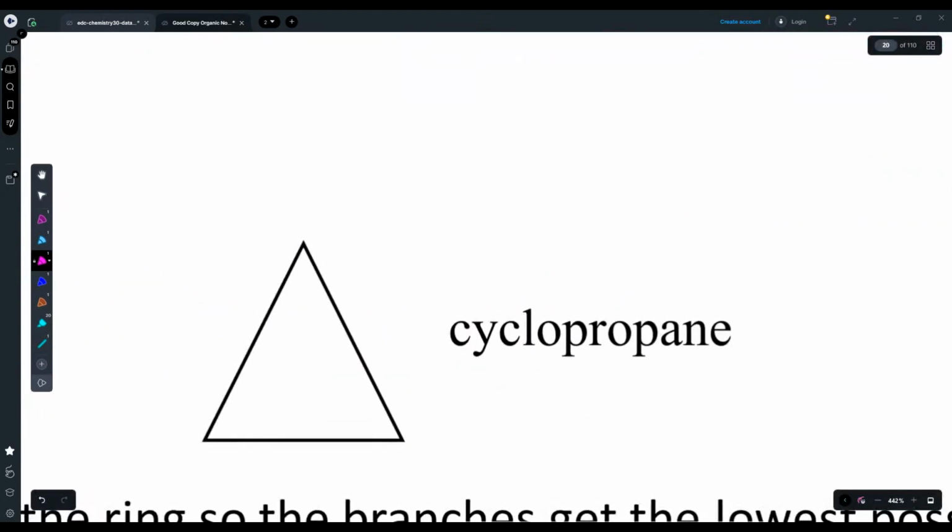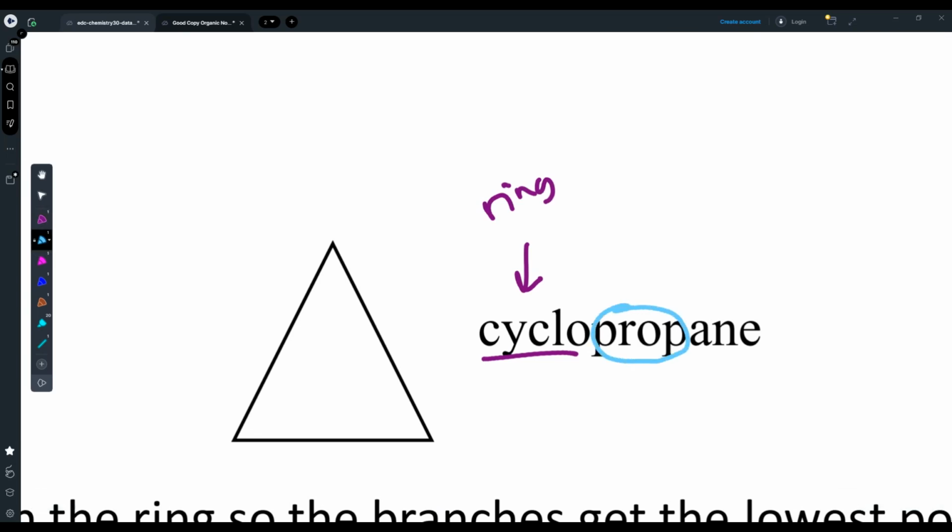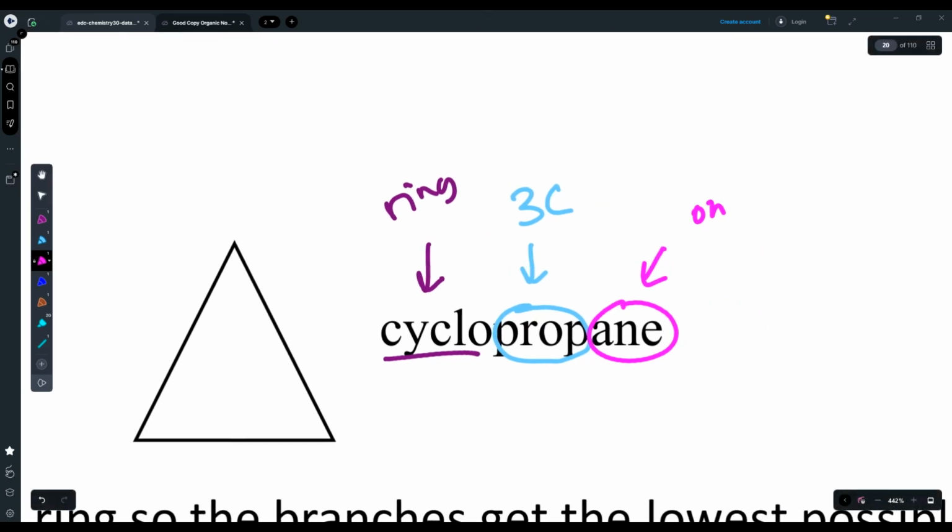Doing the same thing over here. So we have cyclopropane. Again, cyclo just means you have a ring. Prop means that you have 3 carbons in that ring. And ANE means that there's only single carbon-carbon bonds.